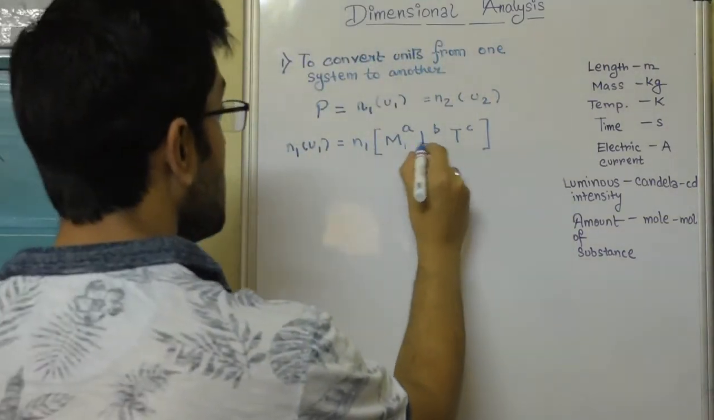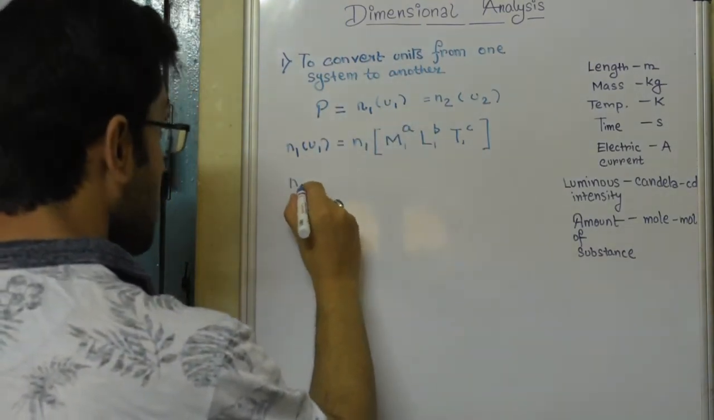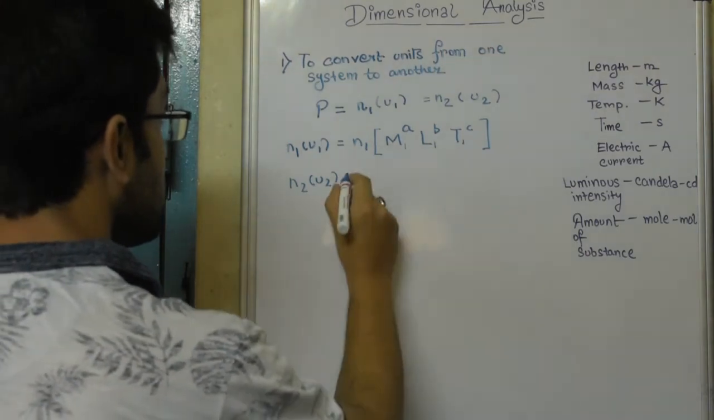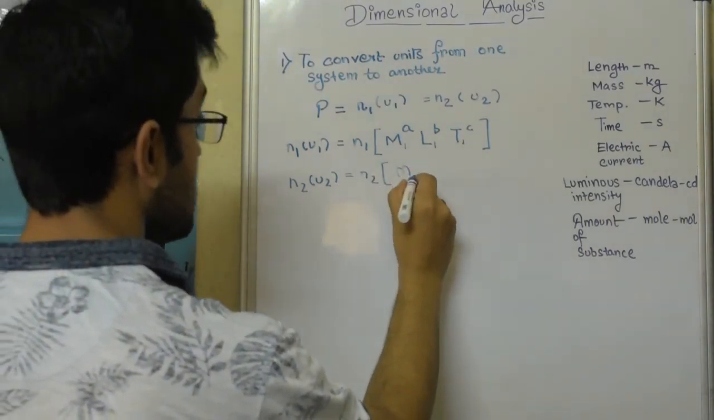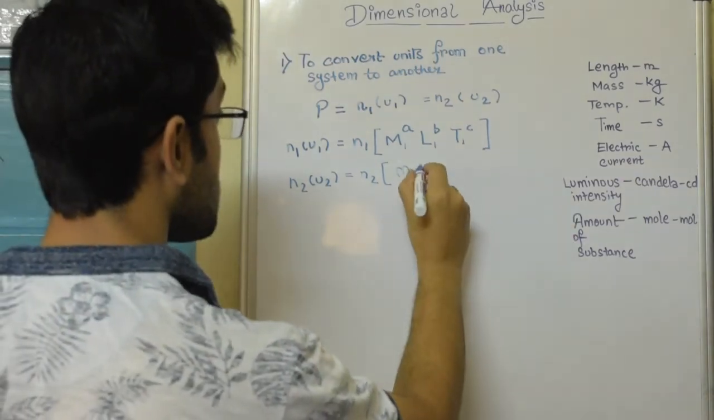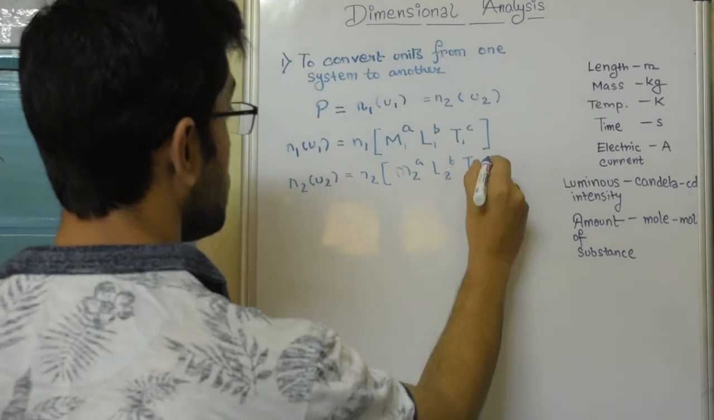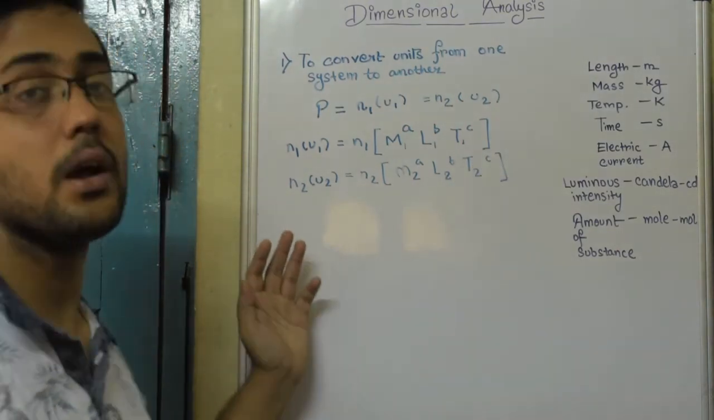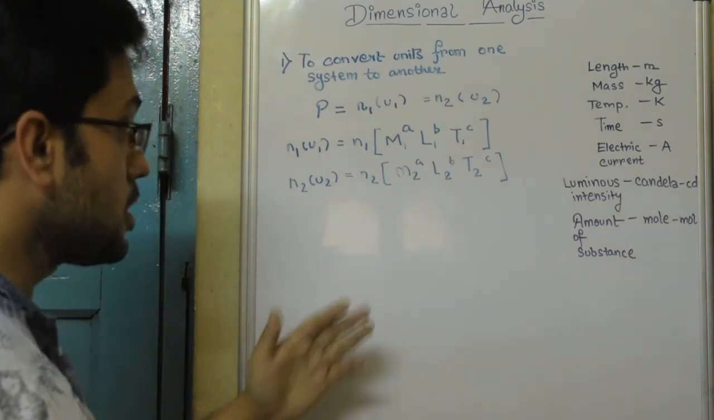Similarly, there can be another system of units in which I am representing this physical quantity, that is N2 U2. In that case, this will be N2, then M2 to the power A, L2 to the power B, and T2 to the power C. This is a different system of units. Now look here, we are trying to write the physical quantity in general terms. So we need to understand this.